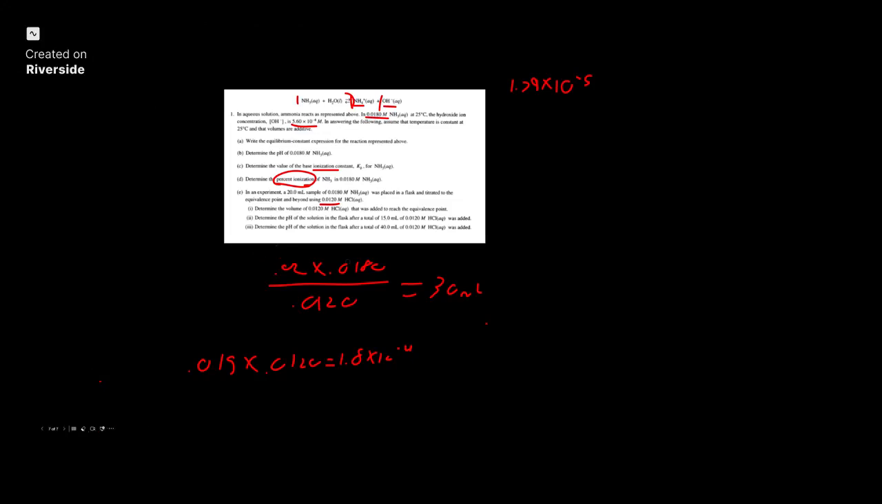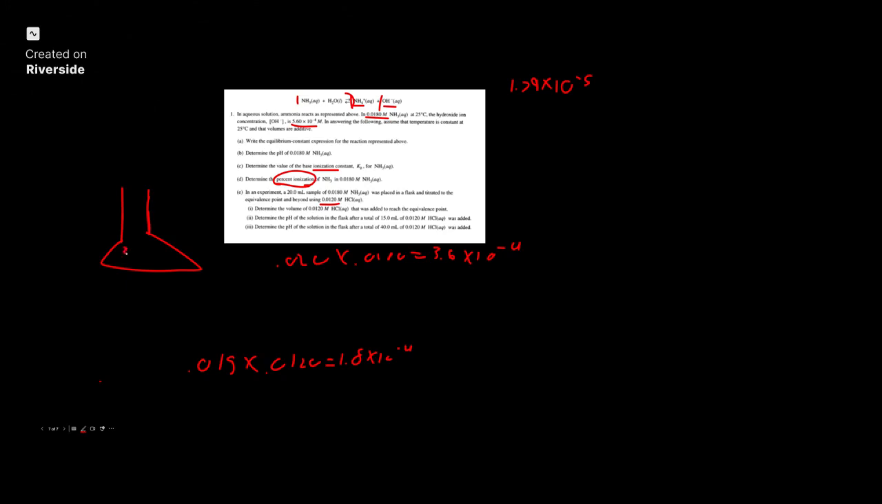So let me erase this so I can explain this better. So this is the flask. Let's just say this is your flask of your stuff. This is not the best drawn, but it's fine. We originally had a 20 milliliter sample of 0.0180. So let's write that. Let's figure out the amount of moles in that. So convert milliliters to liters times 0.0180. That's going to give us 3.6 times 10 to the negative 4th. Okay? So we have this many moles in our flask.